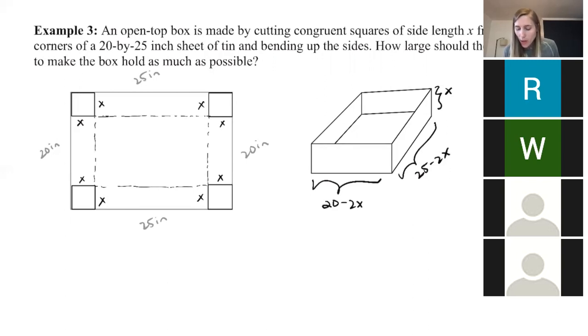So the question is, how large would the squares be to make the box hold as much as possible? So the key here is to make the box hold as much as possible. What quantity would we be trying to optimize if we want the box to hold as much as possible? Volume. And would we be trying to maximize or minimize the volume? Maximize it. Good, thank you, Will. So we want to maximize volume.